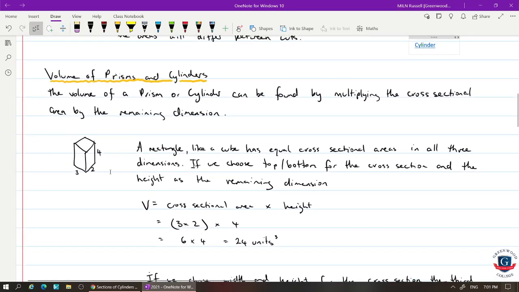So here I have a rectangular prism, and we can cut it horizontally, vertically, into the depth. It doesn't really matter which one, as long as we pick a cross-sectional area that's equal throughout the shape. In this case, we've chosen the horizontal one between the top and the bottom. So the cross-sectional area of those cuts will be the base, 3 times 2. And to find the volume, we're going to multiply it by the other dimension, which is, in this case, the height. So 3 times 2 is 6, times 4 is 24 units cubed. That's the volume of this shape.